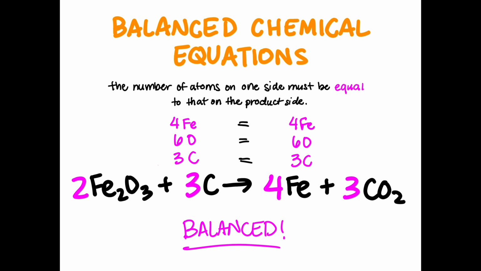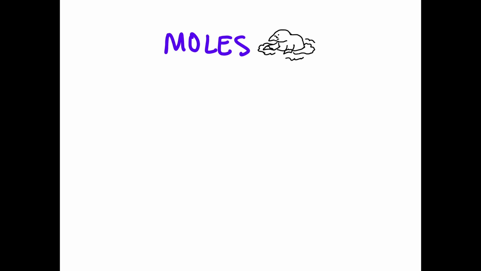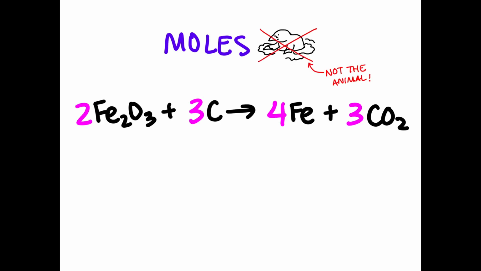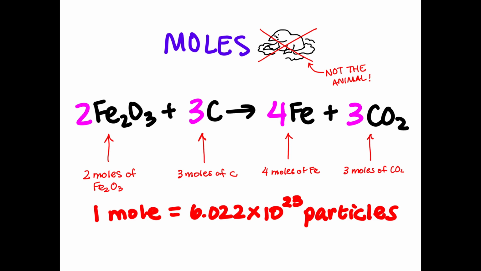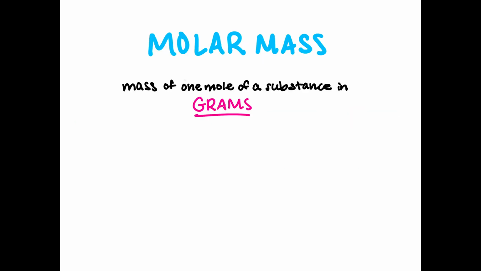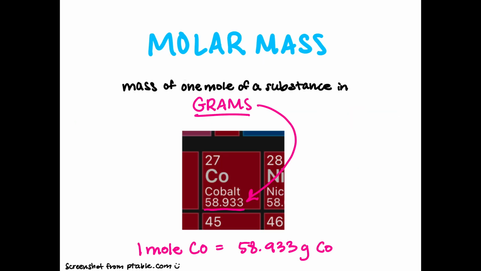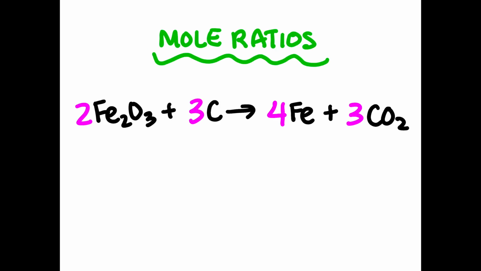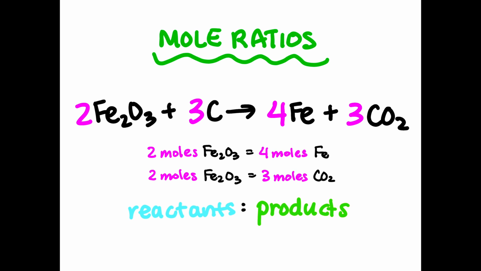Many stoichiometry problems require the use of moles, which are a way chemists measure the amount of a substance. 1 mole contains 6.022 times 10 to the 23rd power of particles. This is Avogadro's number. Molar mass is the mass of 1 mole of a substance in grams and can be found on a periodic table. Thus, we rely on mole ratios, or the ratio of the coefficients in a balanced chemical equation, to tell us the ratio of reactants to products.